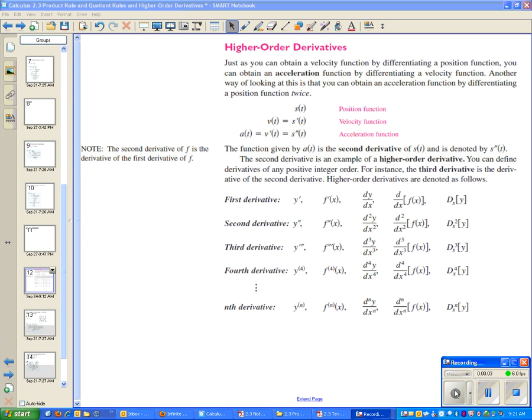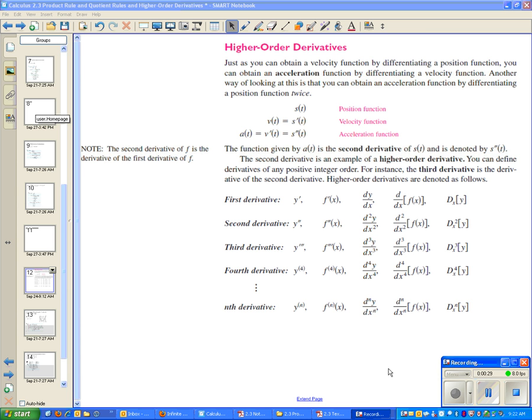On page 125, let's talk about higher order derivatives. It says, just as you can obtain a velocity function by differentiating a position function, you can obtain an acceleration function by differentiating a velocity function. Another way of looking at this is that you can obtain an acceleration function by differentiating a position function twice.